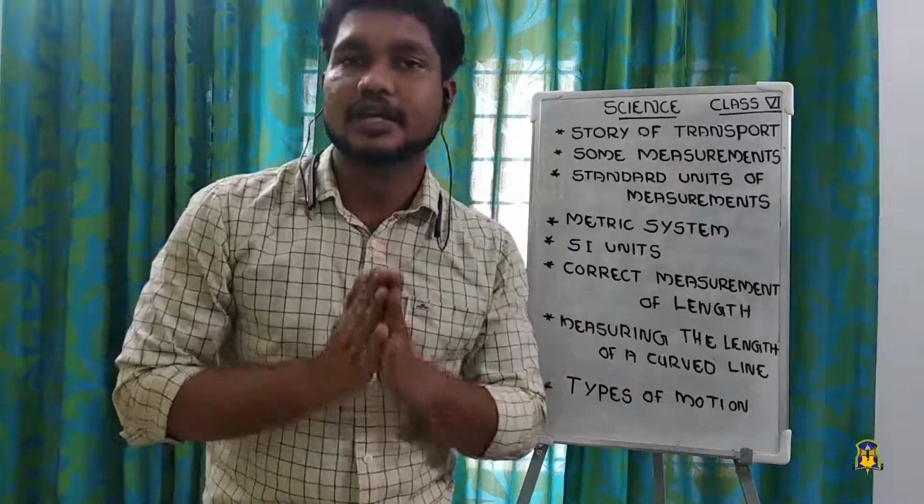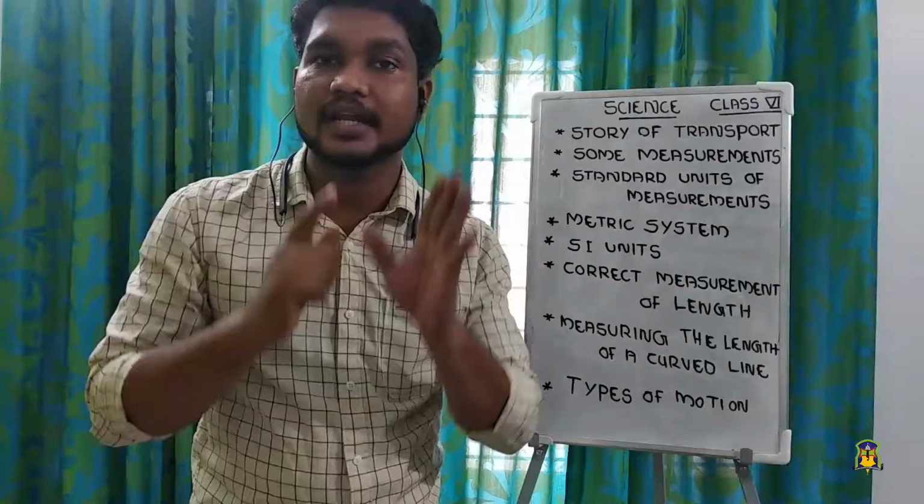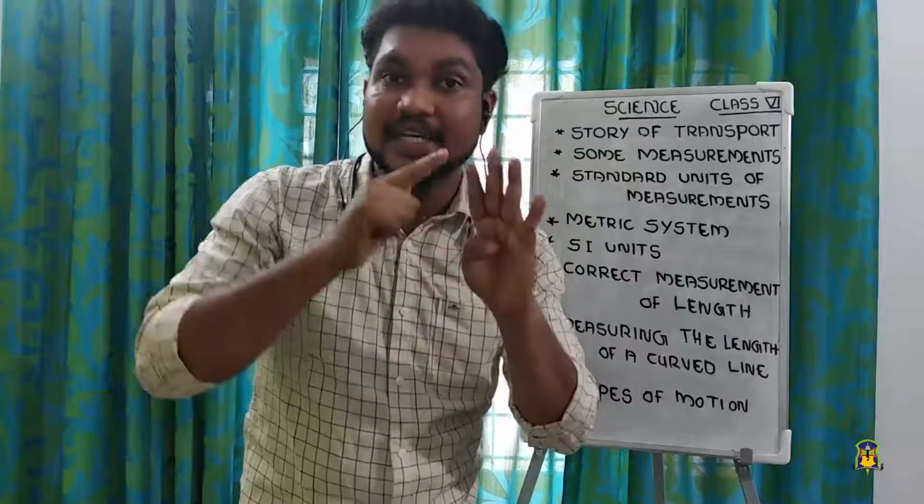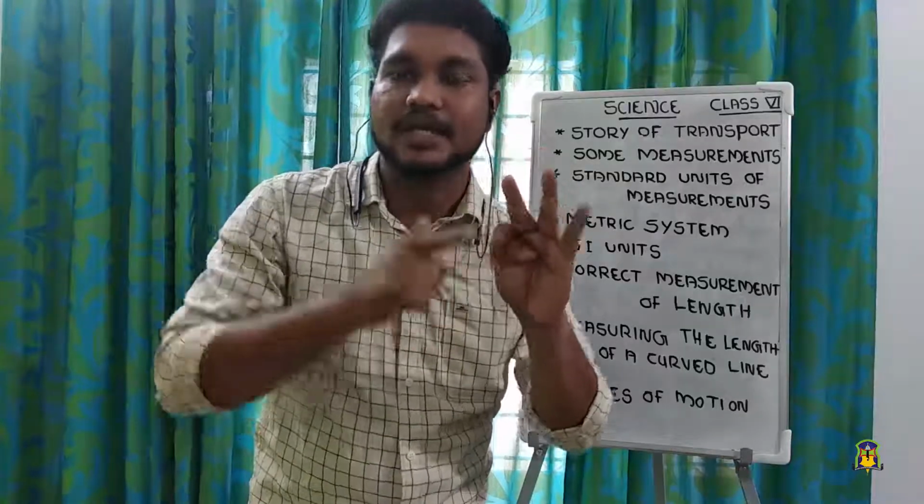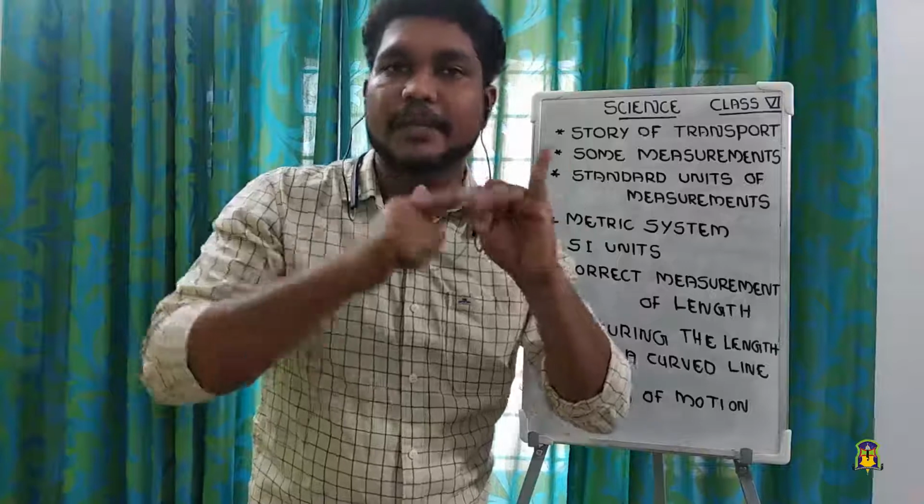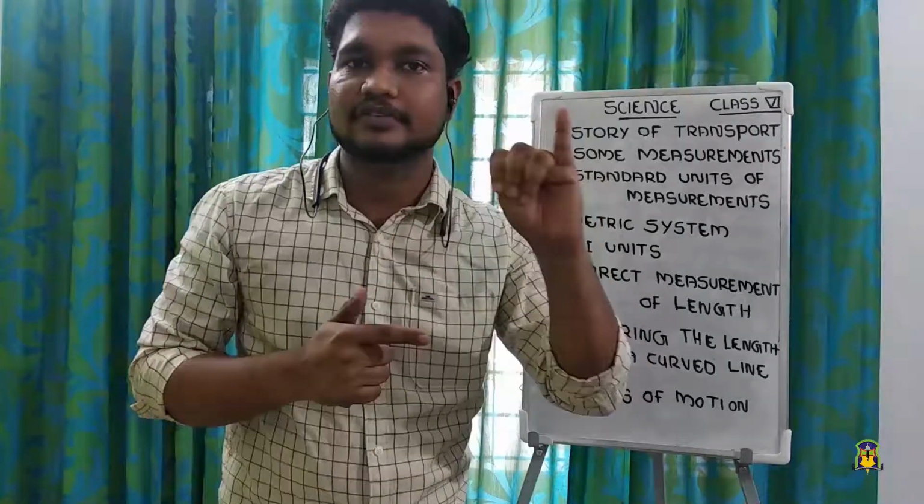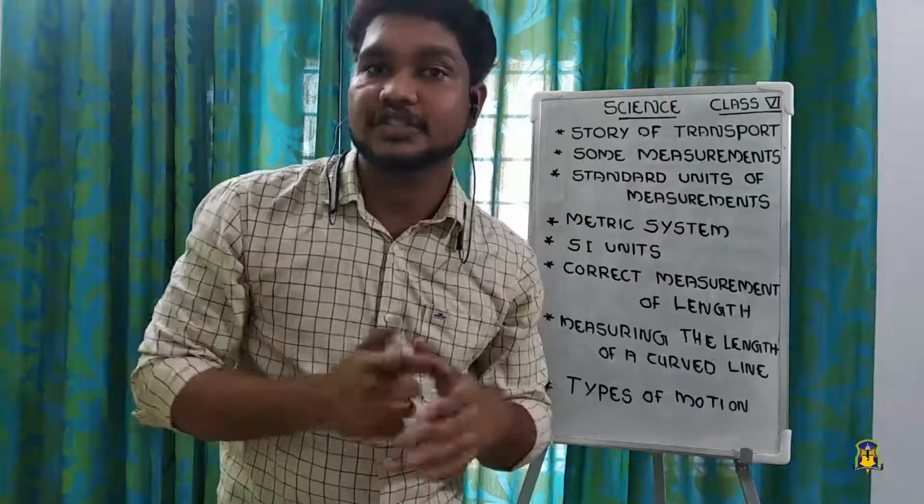Types of motion. We know that there are different types of motion. One is rectilinear motion, second is circular motion, then rotational motion, and periodic motion. These four types of motion. Then finally, the combinations of motions.